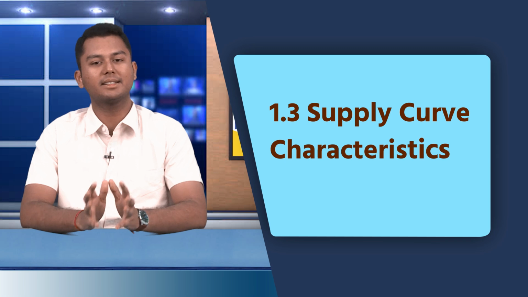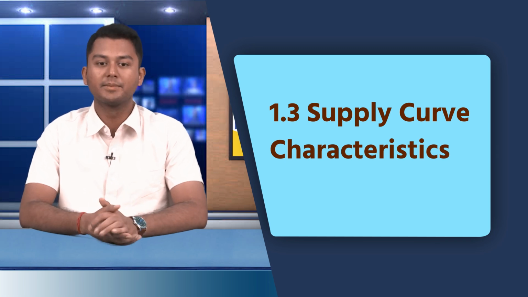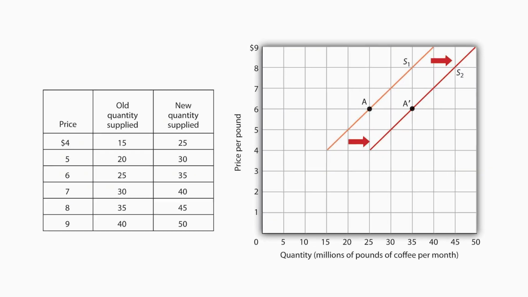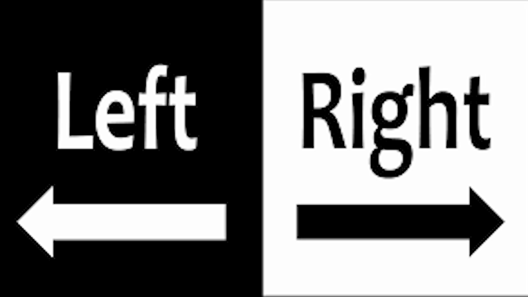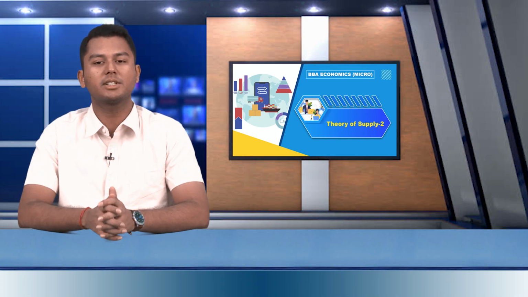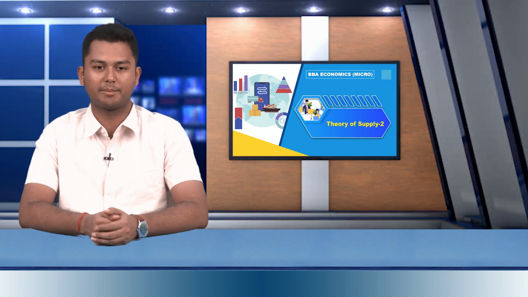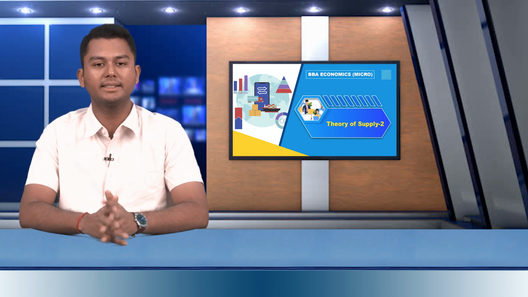Now let us look at the supply curve characteristics. The supply curve is a graphical representation of the supply schedule, typically showing an upward sloping graph from left to the right. This positive slope reflects the law of supply, that is, higher prices generally encourage higher quantities supplied.